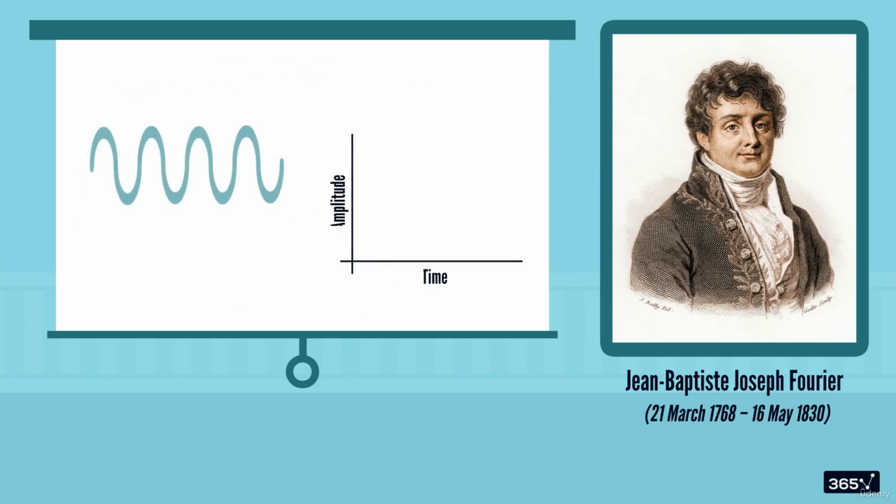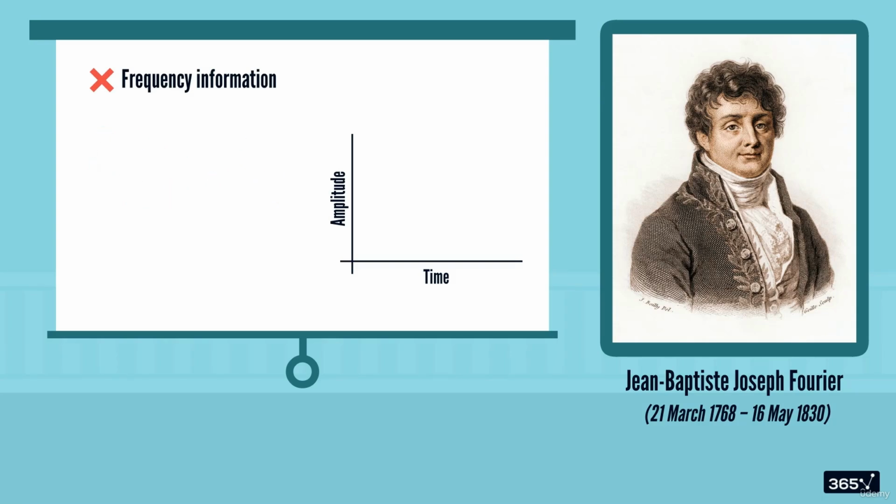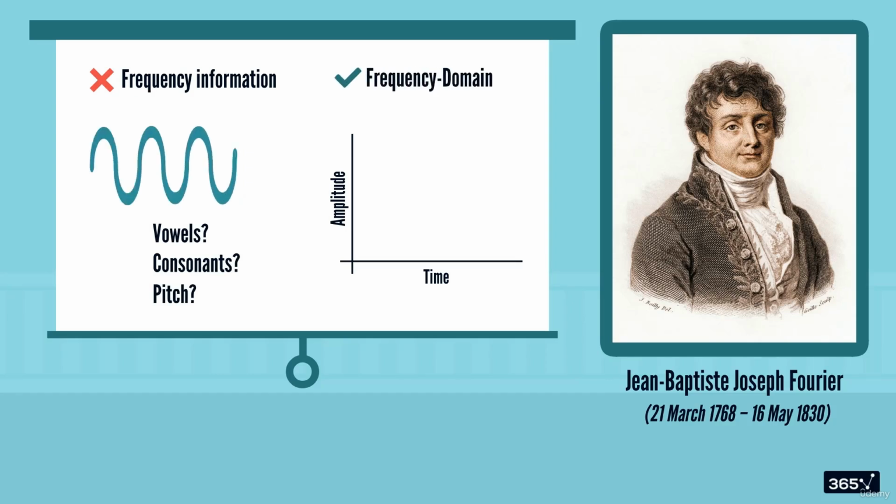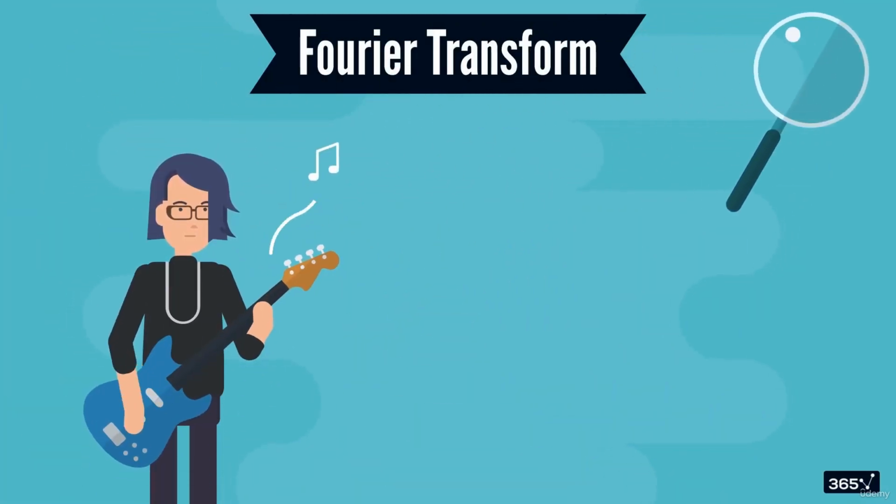The time domain representation of audio only shows how the sound's loudness changes over time. It doesn't give any information about the frequencies present in the sound, which are critical for recognizing speech patterns like vowels, consonants, and pitch. Without converting the sound into the frequency domain, we miss the essential information. So let's briefly explore the Fourier transform with an example.